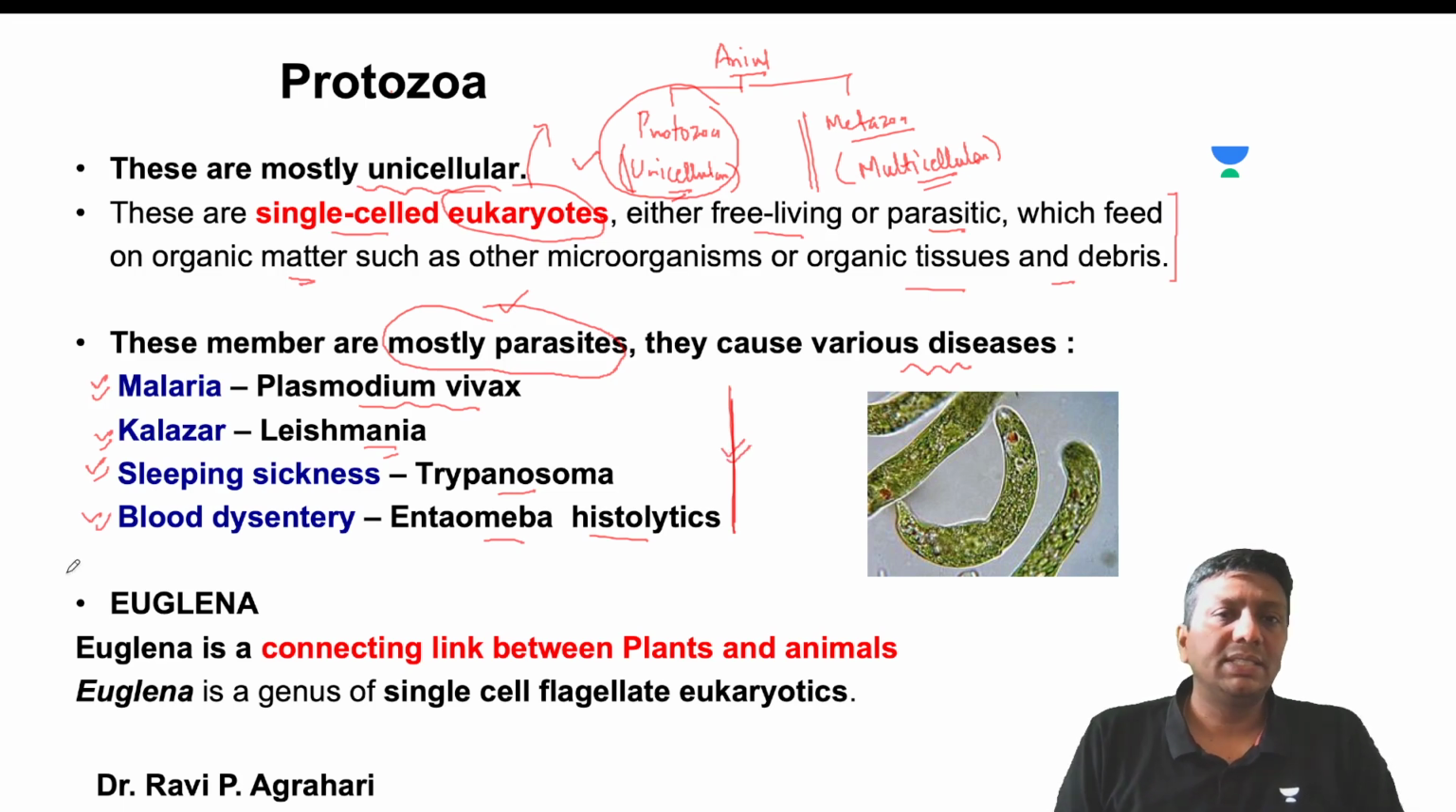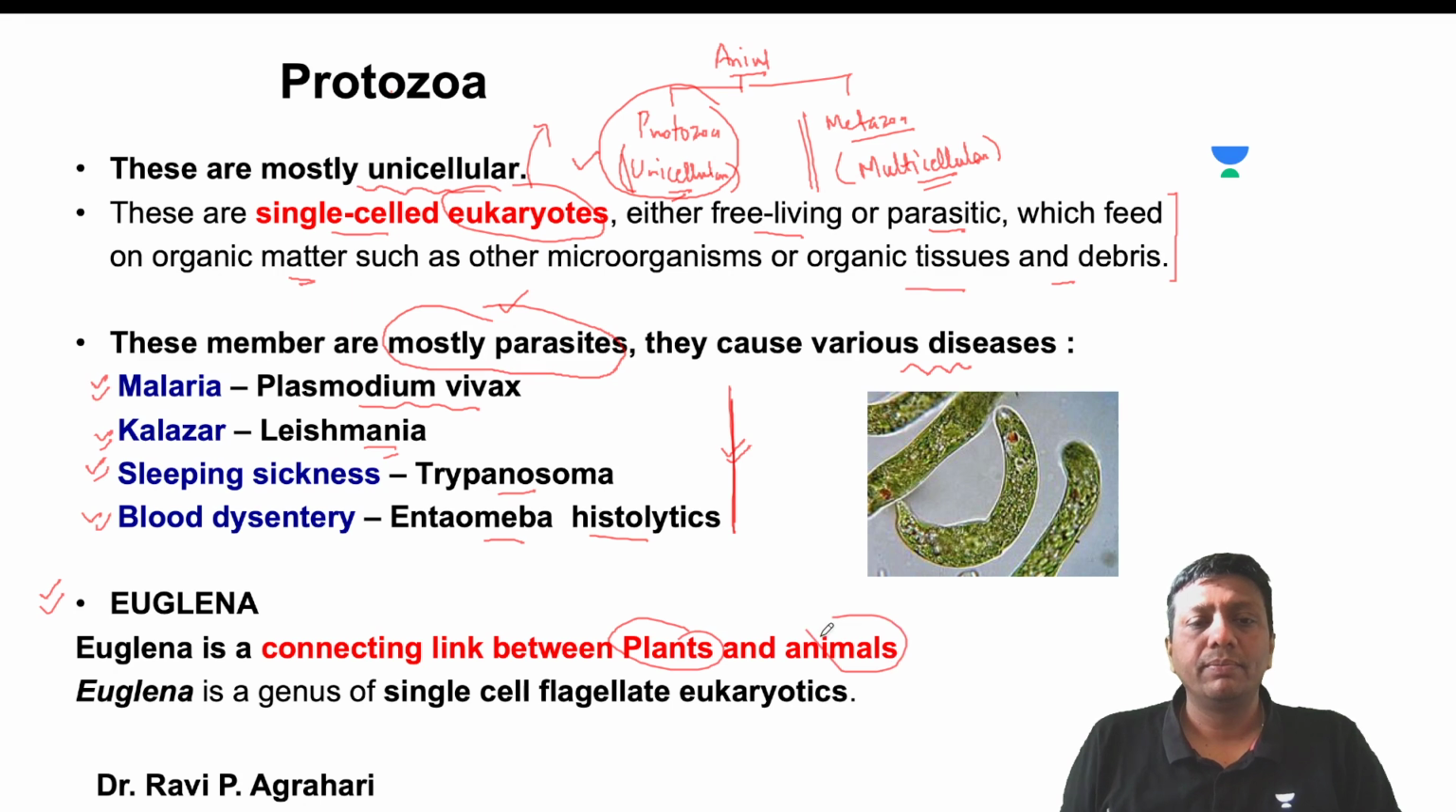Another exceptional example of protozoan, which makes it very unique, is Euglena. Euglena is the organism which is the connecting link between plants and animals. Euglena is a genus of single-celled flagellate eukaryote. They have flagella, and with the help of flagella they can move in water bodies.